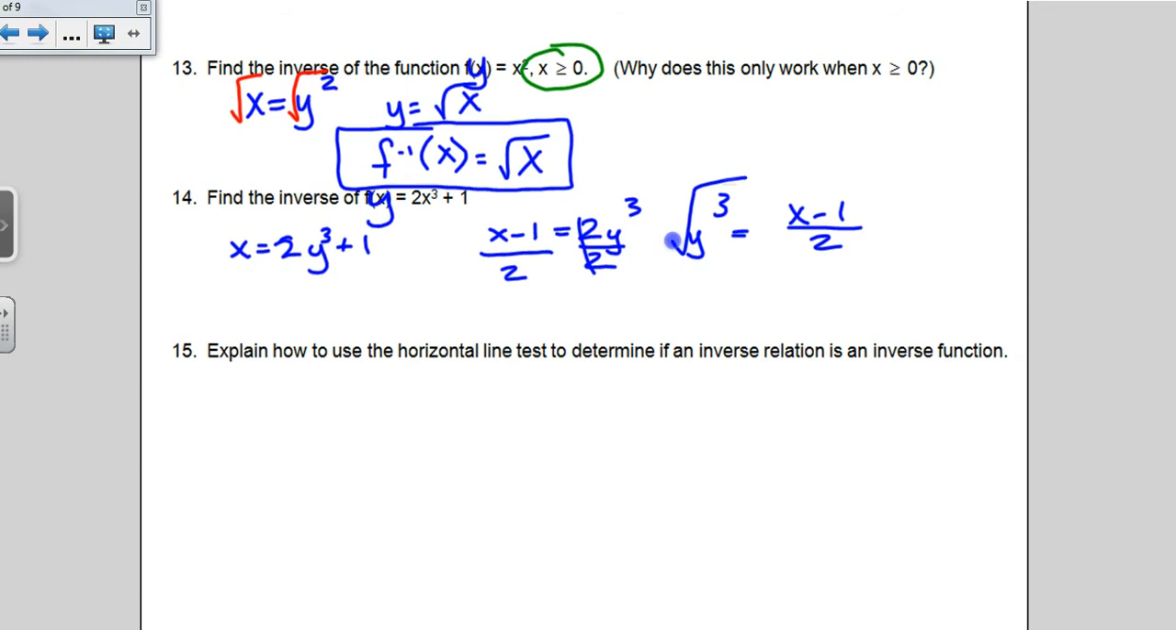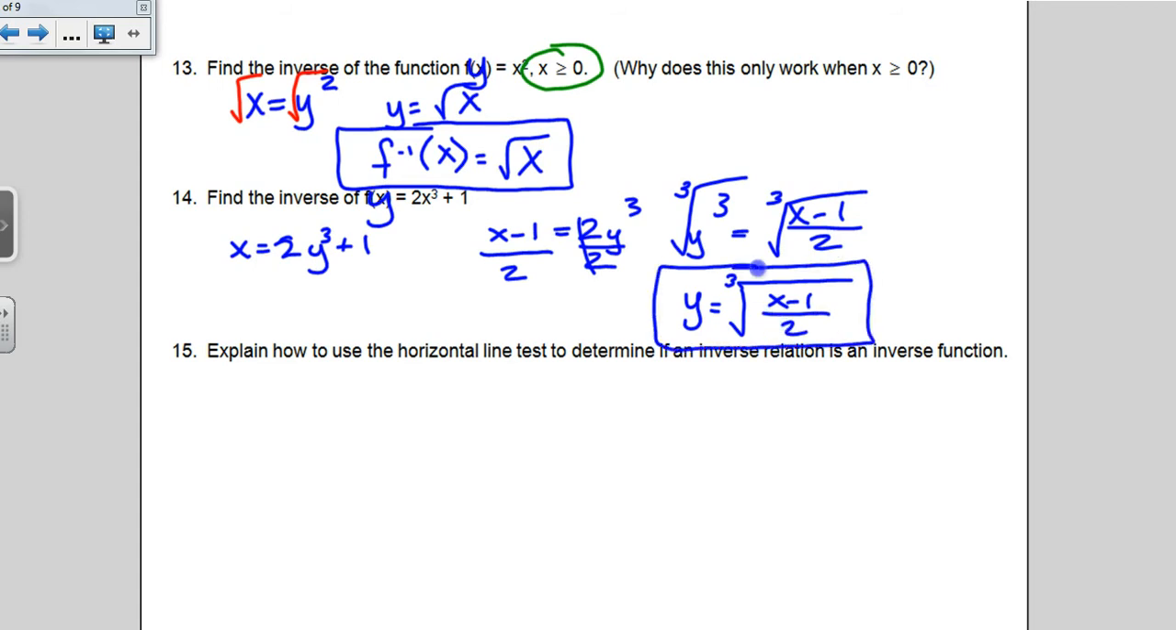And then the last thing I'm going to do is cube root both sides. Now, you don't have to worry about plus or minus because remember that only works for even roots and this is an odd root. So y equals the cube root of x minus 1 quantity over 2. And that is your inverse.